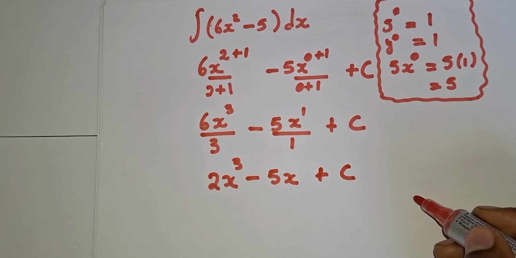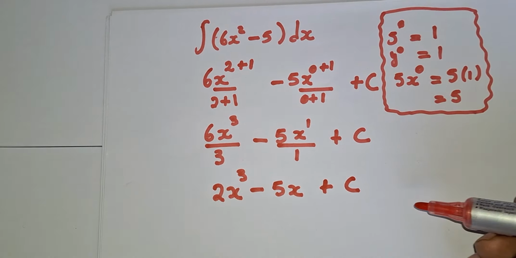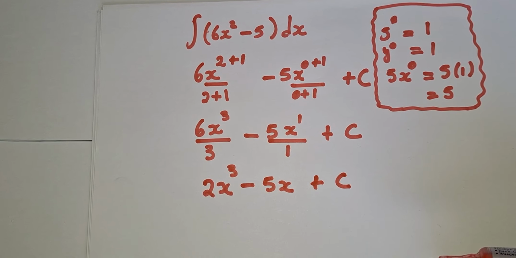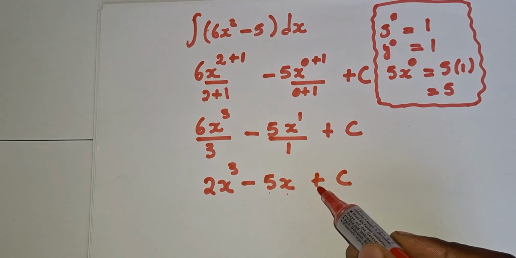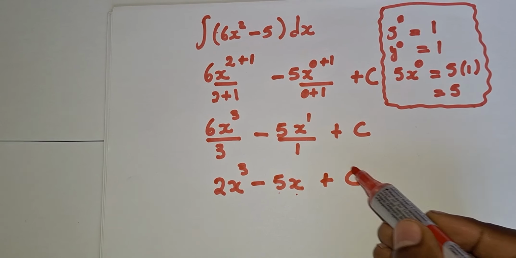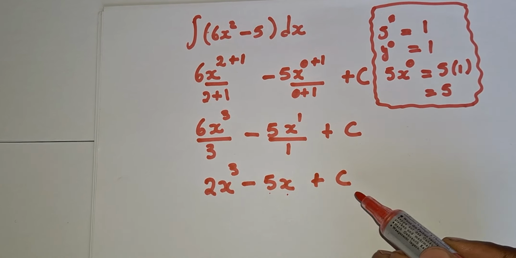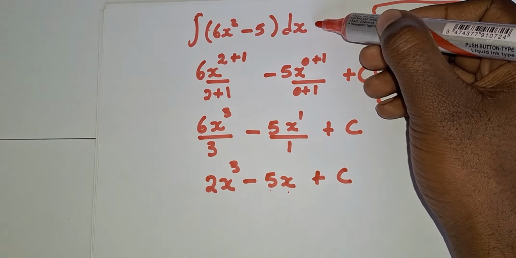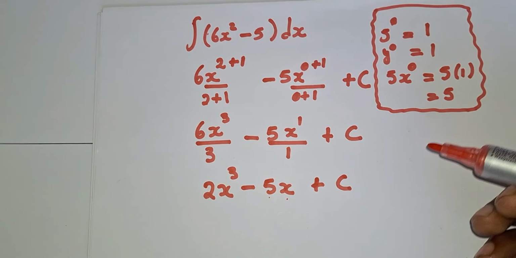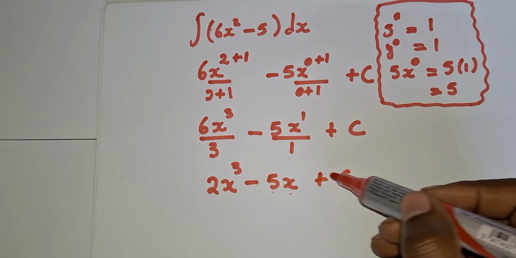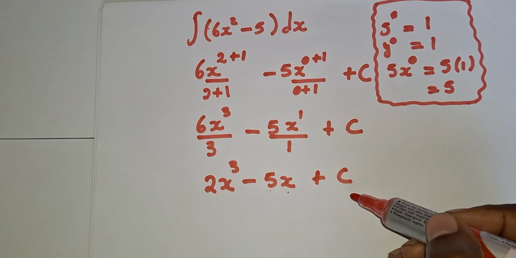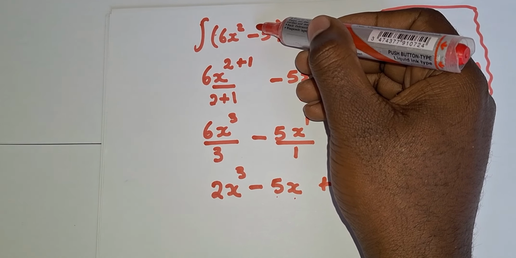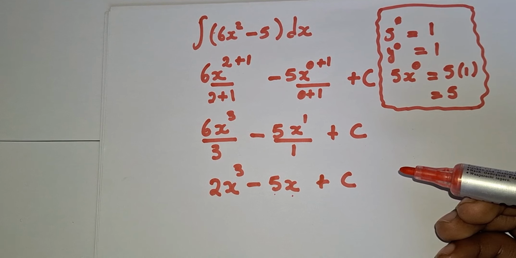Now we have integrated the expression that we were given on top, and we integrated it as 2 times x to the power 3 minus 5x plus constant c. If you differentiate this expression, you have to get the expression inside the integral. To verify that, we will do it in the next video, to verify that this expression will give us the expression inside the integral when we differentiate it.